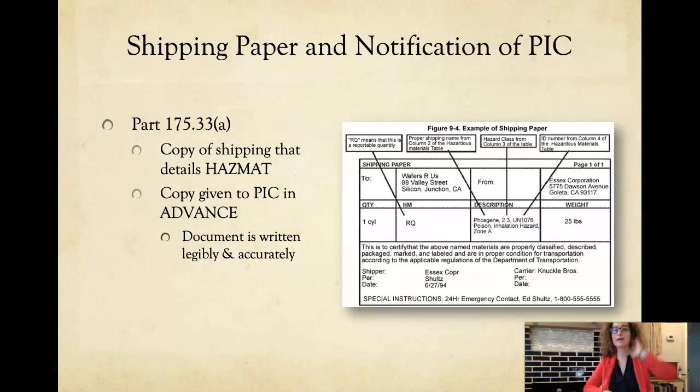So what has to happen if there's hazardous material on board the aircraft? Anybody that has a say in operational control, which we know is at least the captain and the dispatcher, they have to be given notification. They have to be given it as soon as possible, but definitely at least when? Before departure. Has to be in a shipping paper.